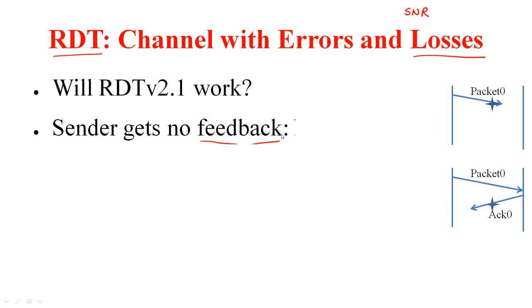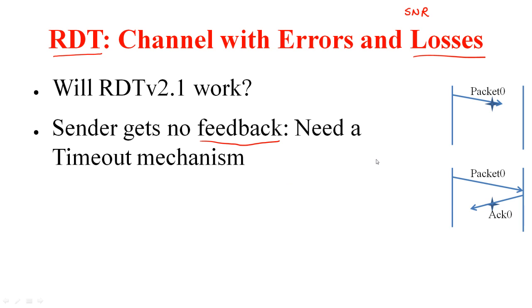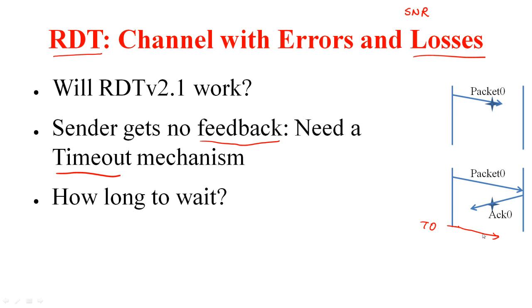Until now, whatever we have seen, the trigger for a sender to act is based on feedback. Now, when it doesn't get feedback, what do you need? You need some other mechanism, basically. So you need a timeout mechanism. The question next is, how long do you wait? In other words, when do you retransmit the packet? Timeout means you time out after some time and then retransmit the packet. The question here is how long to wait? What should be the value of your timeout?